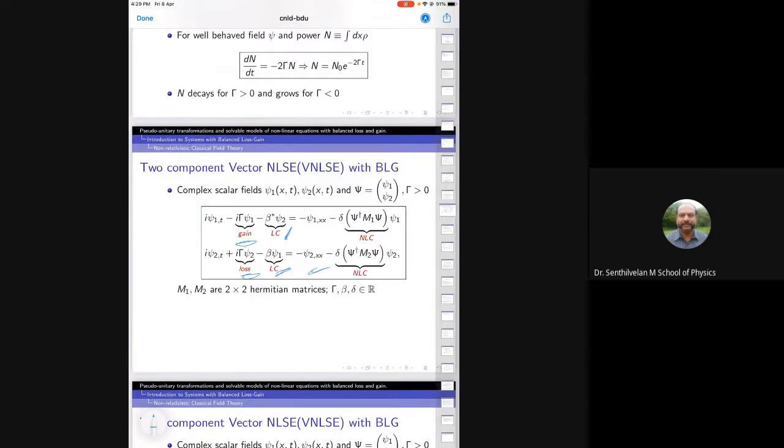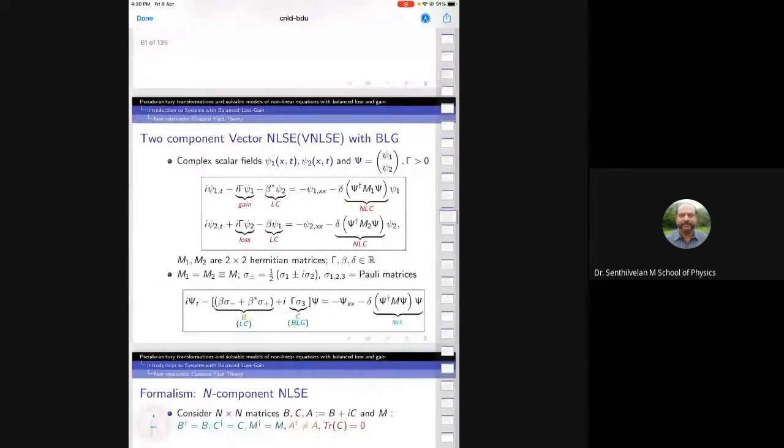In addition to linear coupling, I have nonlinear coupling also, where M1 and M2 are 2 cross 2 Hermitian matrices, and delta and beta are real parameters. Depending on the physical situation, one takes particular forms of M1 and M2. At this level, the equation is defined in this way, where M1 and M2 are arbitrary.